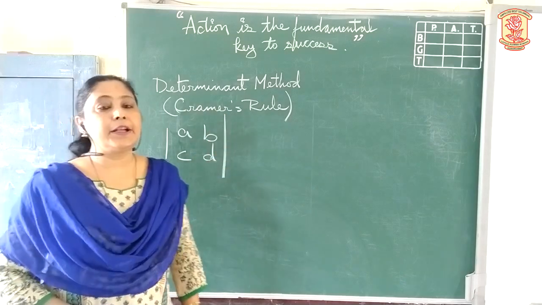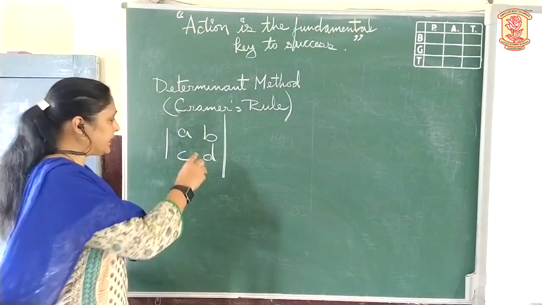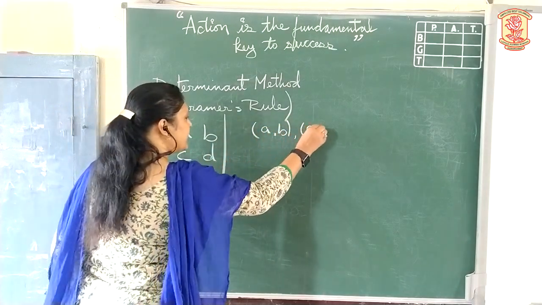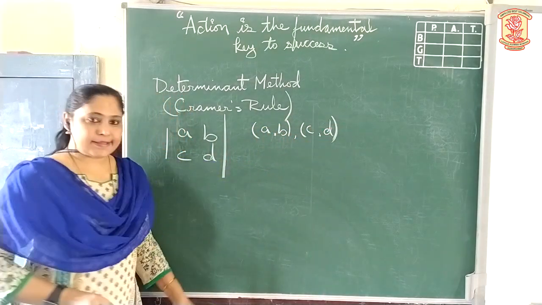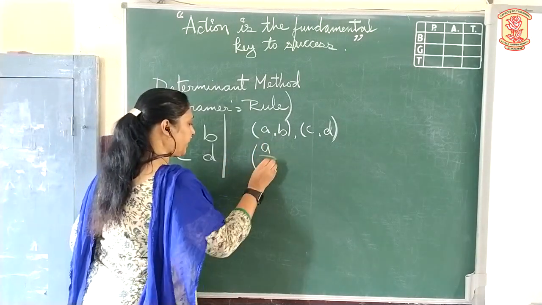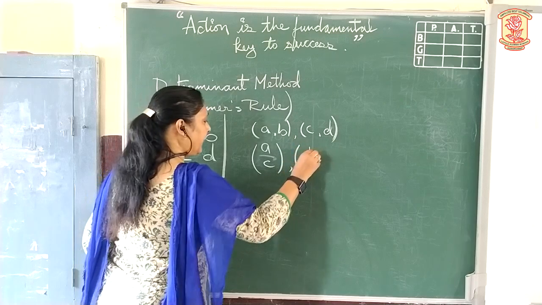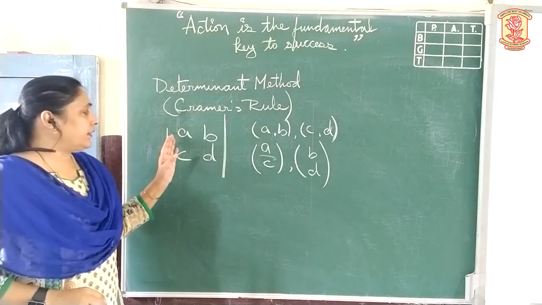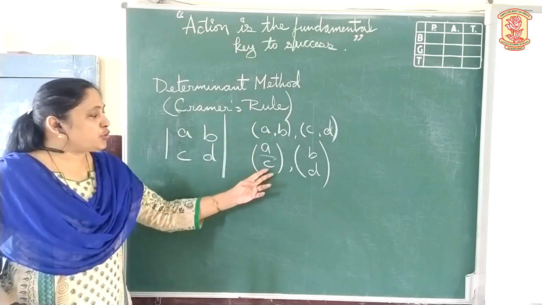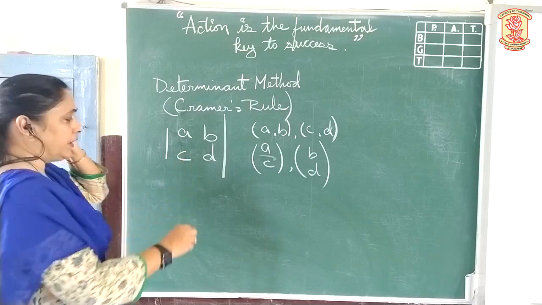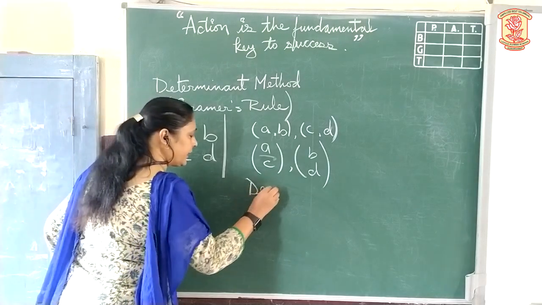This is a determinant where A, B and C, D are the rows. Then A, C and B, D are the columns. Now we can see that there are two rows and two columns. So here the degree of this determinant is 2.